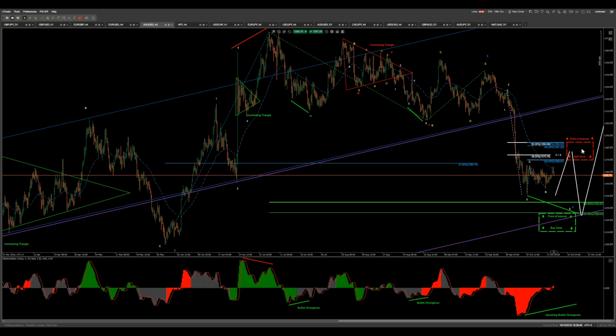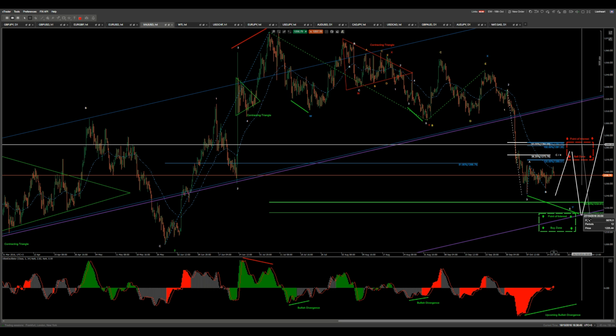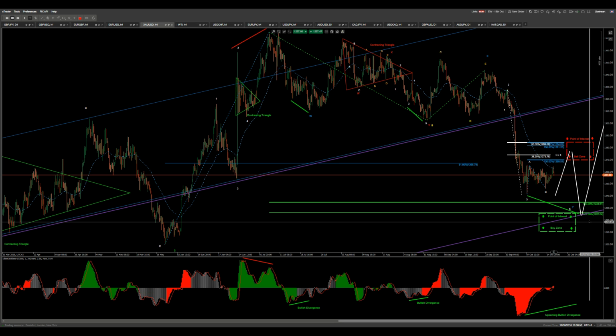So you have two options right here. Either you sell it until the buy zone and you take advantage of this, or you want to be conservative and you want to shoot for a long trade at 1230 and 1210.